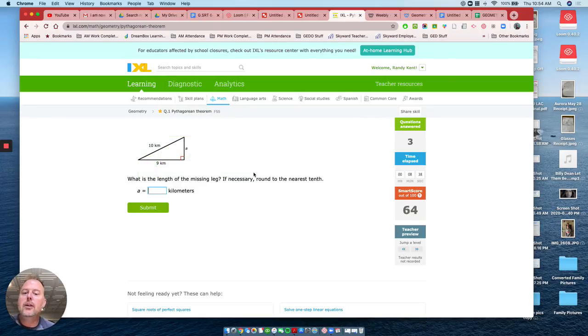Okay, so that'll be your best bet: go ahead and draw it out and then do the calculation. If you just remember, here again, 9 squared plus a squared equals 10 squared. And then you're going to have to subtract the 9 squared, or the 81, from both sides, and then take the square root, and that'll give you the answer.